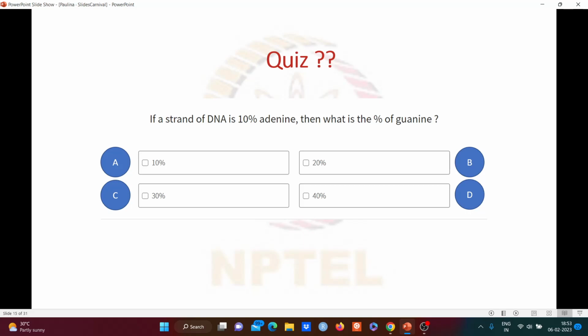Someone asked me regarding the previous question. In the previous question we were trying to identify, given a sequence of size 20, how many possible overlapping trinucleotides we can extract. So the formula is n minus 2. So n is 20, so 20 minus 2 is 18.